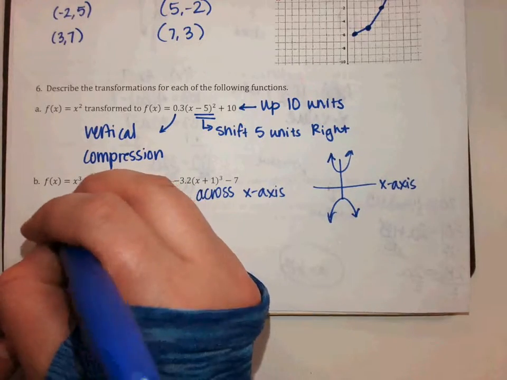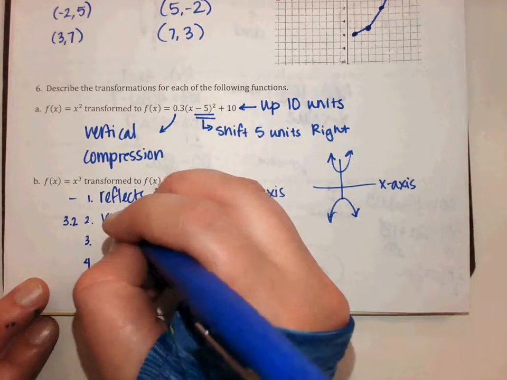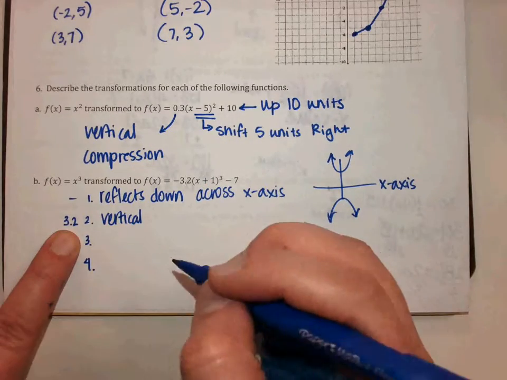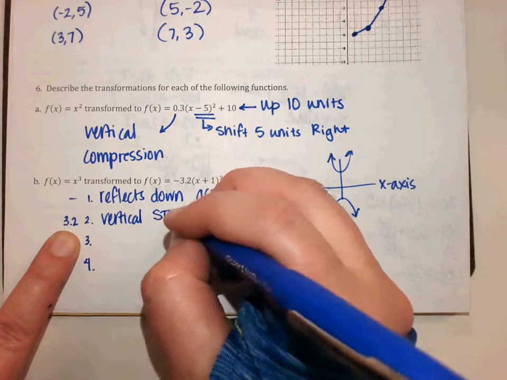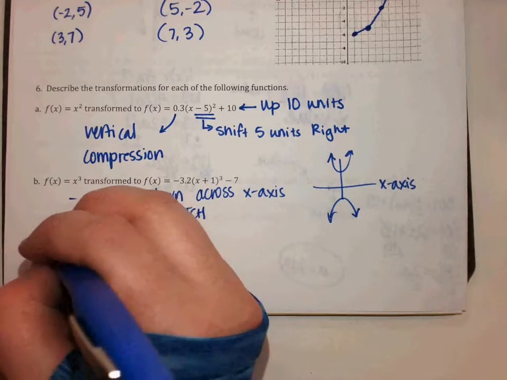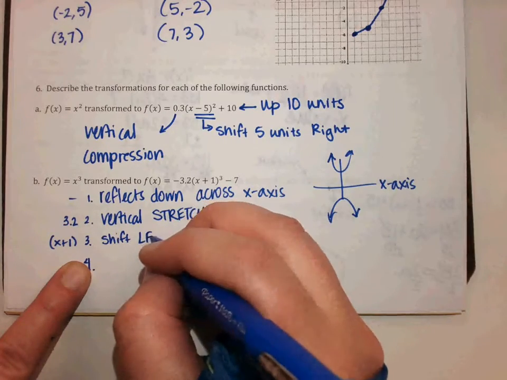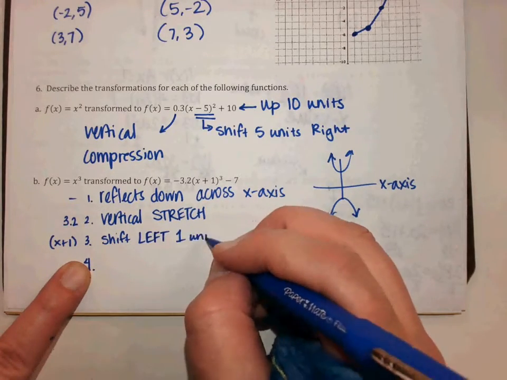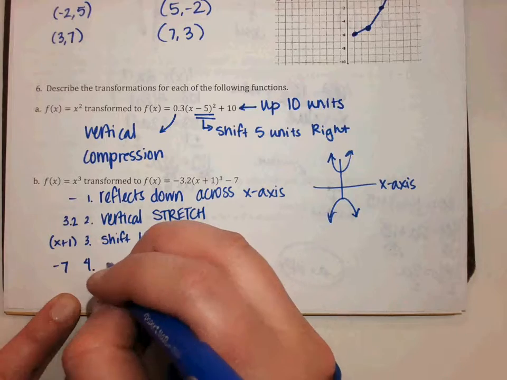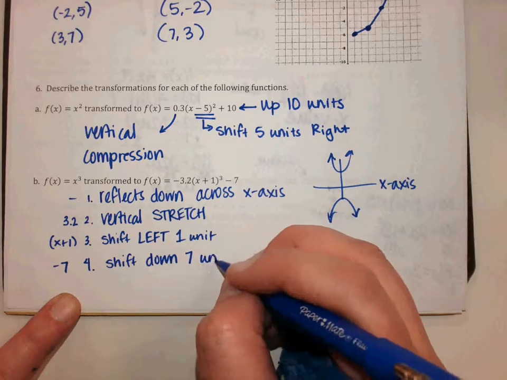What about the 3.2? Is that a vertical stretch or a vertical compression? 3.2, bigger than 1 or smaller than 1? 3.2 is bigger than 1, right? So that makes it a stretch. Okay, then my next one, I have a +1 on the inside. What does that do? Which way? Left. How many units? 1 unit. It's just whatever the number is. And then my -7 at the back, what does that do? Goes down. And it would be 7 units.